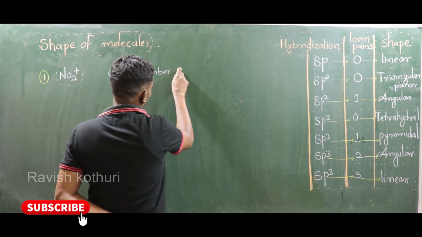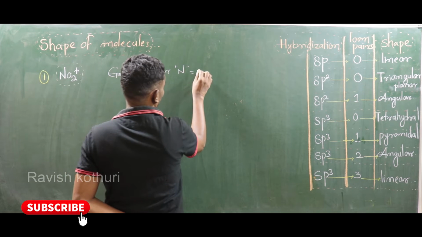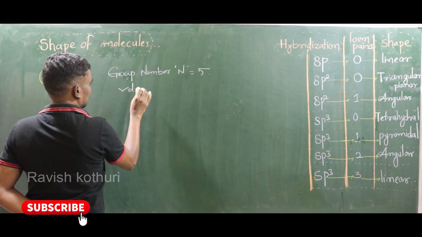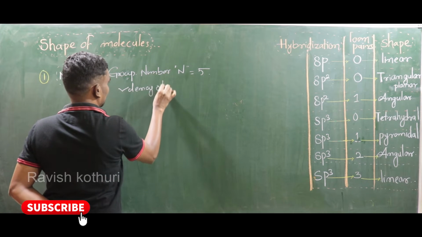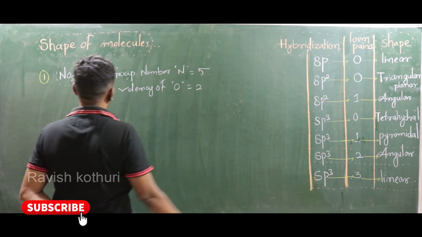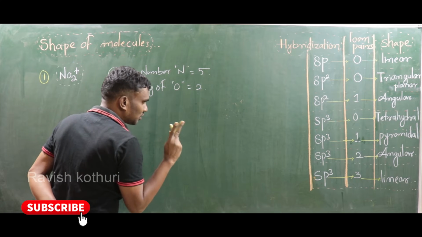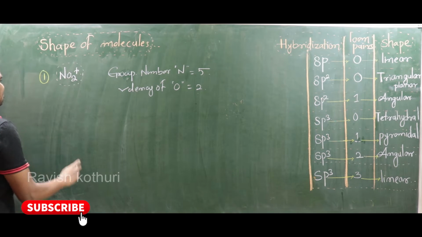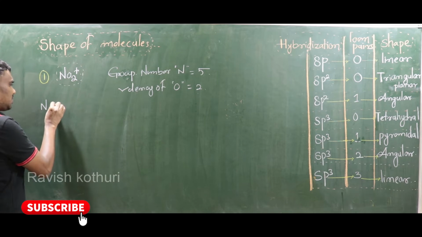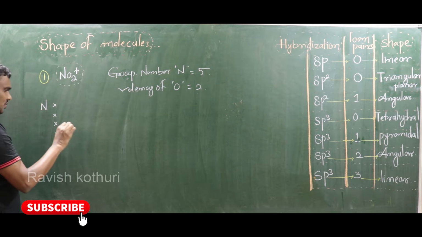Group number of nitrogen is the 5th group. Now the valency of oxygen is 2. Valency means what? The combining capacity of an element. Valency 2 means oxygen makes 2 bonds. That is very important here. So observe carefully. Nitrogen, group number 5, so that is the reason it has 5 valence electrons: 2nd, 3rd, 4th, 5th.